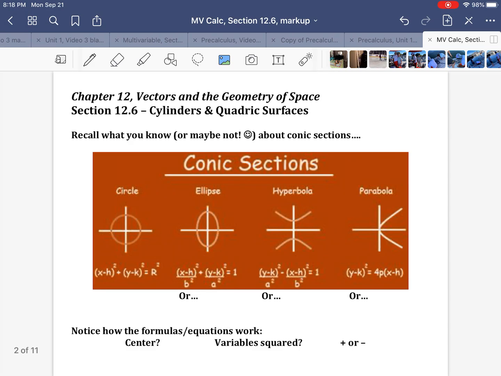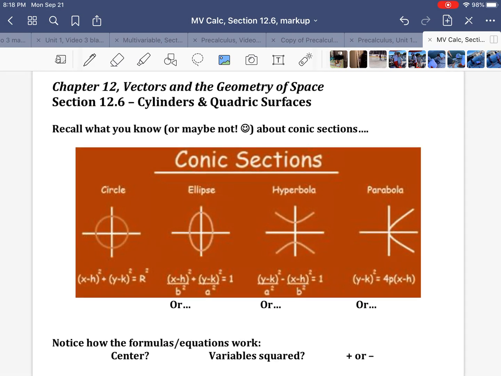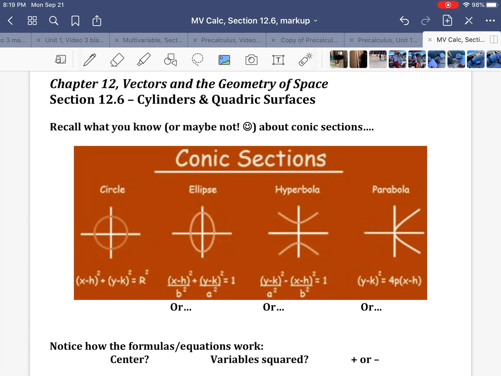All right. So like we talked about, all the things that we're about to do in section 12.6 and what you're going to do for your project is on cylinders and quadric surfaces. So not quadratic, but quadric. So it all ties back to things that you did with conic sections back in maybe pre-calculus or algebra 2 or wherever you did that.